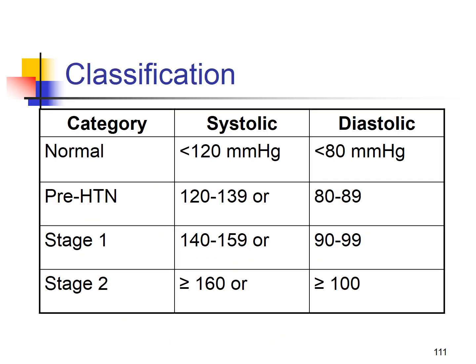Next slide. So what is hypertension? Now they're saying normal blood pressure is less than 120/80. Prehypertension is 120 to 139 and 80 to 89. Stage 1 is 140 to 159 systolic and 90 to 99 diastolic, and then stage 2. And usually blood pressure has to be assessed more than once before you can say someone is hypertensive.